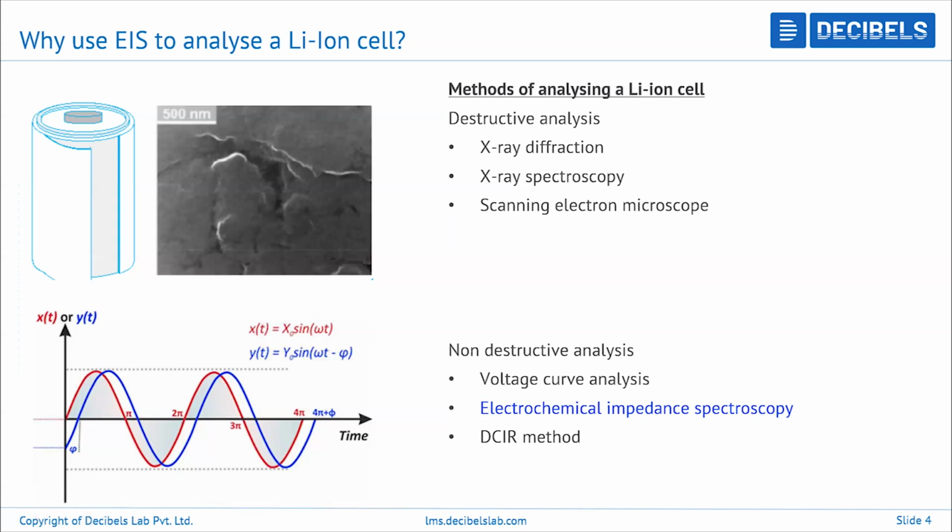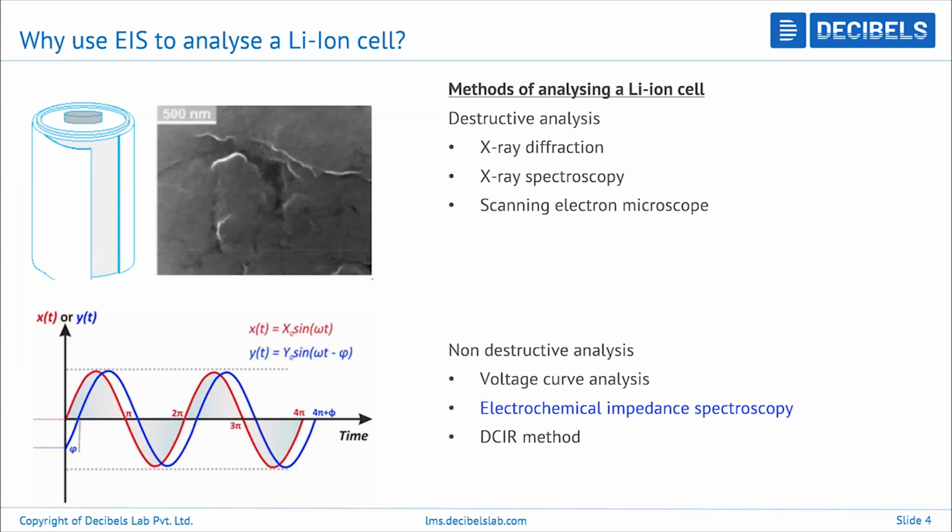And in that, of course, we have seen there is a DC way, that is the direct current method, where we analyze the change in voltage over time, and from there we can estimate the resistance and things like that. Then we can go for electrochemical impedance spectroscopy, where we apply AC voltage signals, and from there we get the impedance. Then we have DCIR or HPPC, which is a cell testing method.